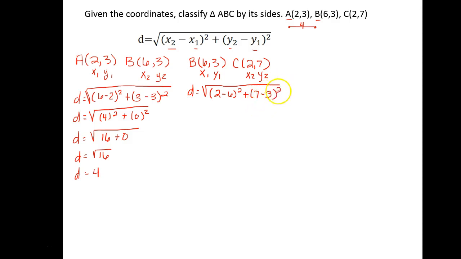Always label so that you don't mix yourself up. It's easy to do. So I have 2 minus 6 is negative 4, and that's still squared. And 7 minus 3 is 4, and that's squared. All right, so -4 is in the parentheses, so it's saying -4 times -4. And a negative times a negative is a positive. So it's positive 16 plus 4 squared is 16. And so I have the square root of 32.